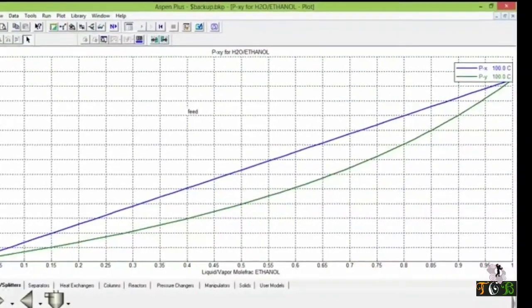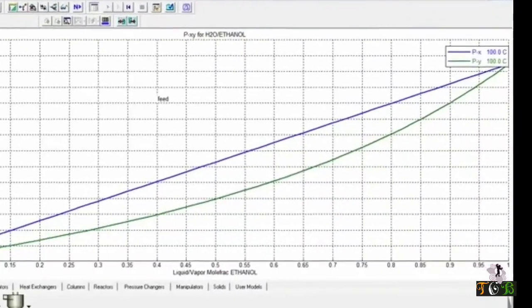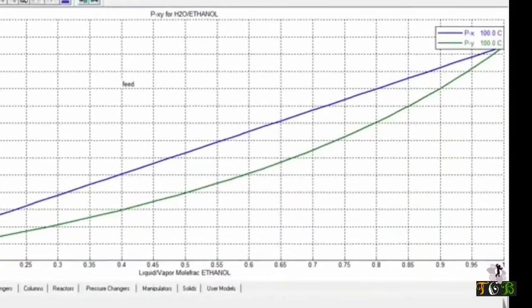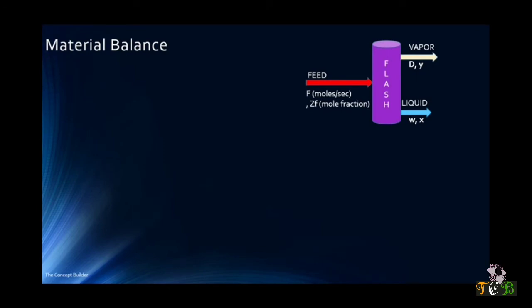Now we're going to move on to doing some material balance to find a formula, because in the exam we need a formula to solve the problem. Okay guys, we have seen the Aspen Plus simulation, and now we're going to apply the material balance and try to find some relation between these terms. So we have the feed here, and we have this flash drum, the flash column, and we have our vapor product and our liquid product.